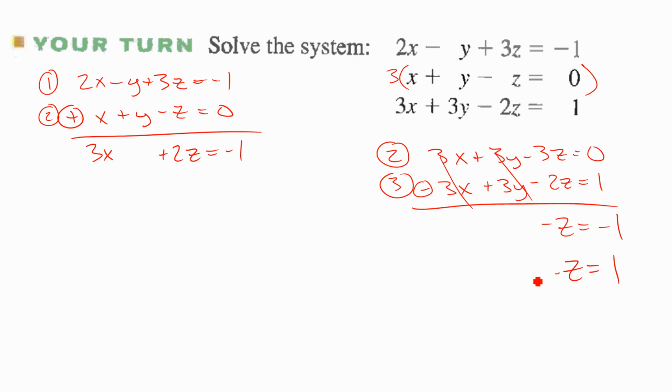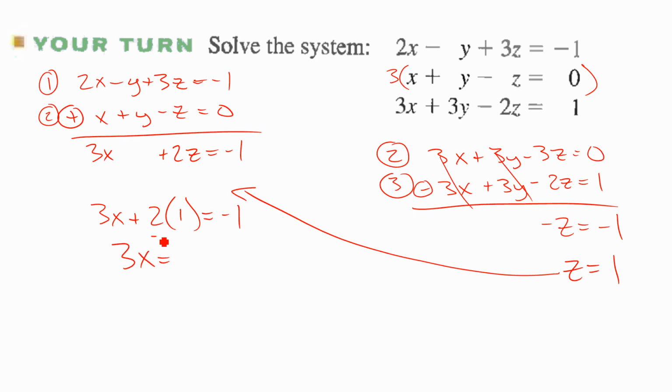We can skip the middle step. Go back here. Let's plug it in. 3x plus 2 times 1 is 2 equals -1. 3x equals -2 minus 2 equals -3. x equals -1.